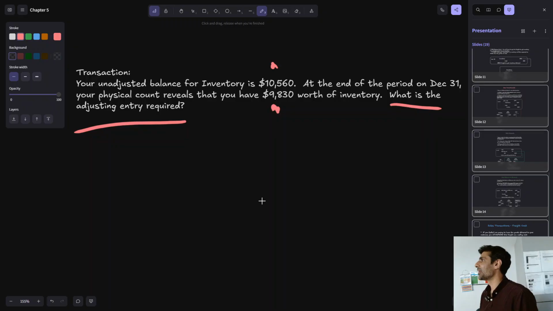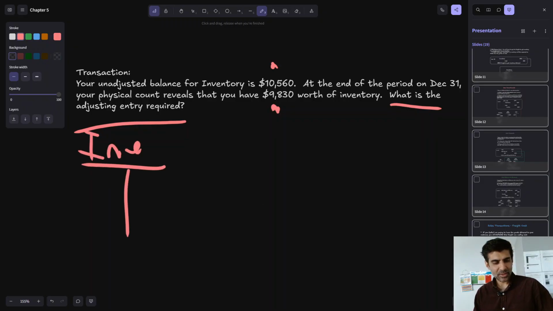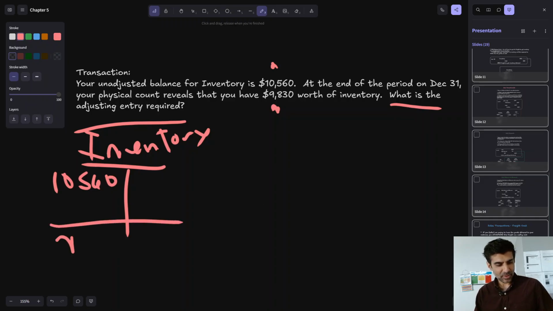First of all, what are the accounts involved? Inventory, okay. And is inventory going up or down based on this? Because right now what we're saying is that it's 10,560. Okay, so good. So this is what it should be after the adjustment. So we know that we're going to debit or credit inventory. Credit, right? So we need something here.